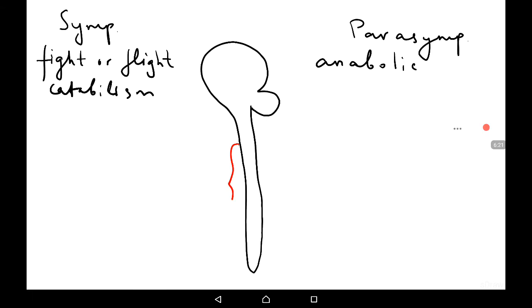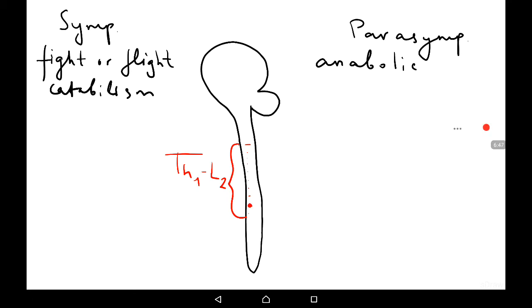Okay, the preganglionic neurons in the sympathetic nervous system are located in the thoracolumbar part of the spinal cord, from T1 to L2, that is, from thoracic segment number 1 to lumbar segment number 2. So here we have the neurons, the preganglionic neurons of the sympathetic nervous system.